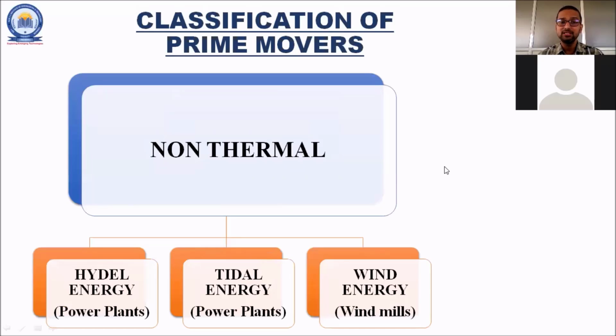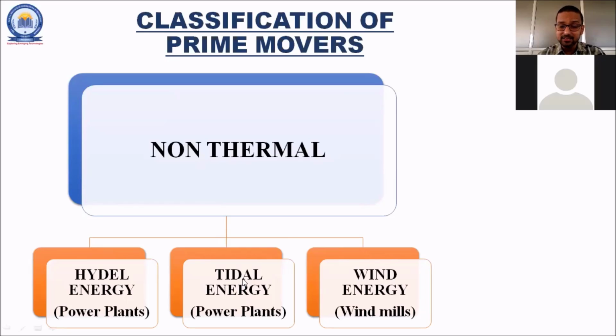Proceeding further with the next type of the prime mover, that is the non-thermal prime movers. Here we have three types. They are the hydel energy, which can be considered as the water energy. The examples are the hydropower plants or the water power plants. You have heard the name, the Statue of Unity, the Sardar Sarovar project, which is one example of a hydropower plant.